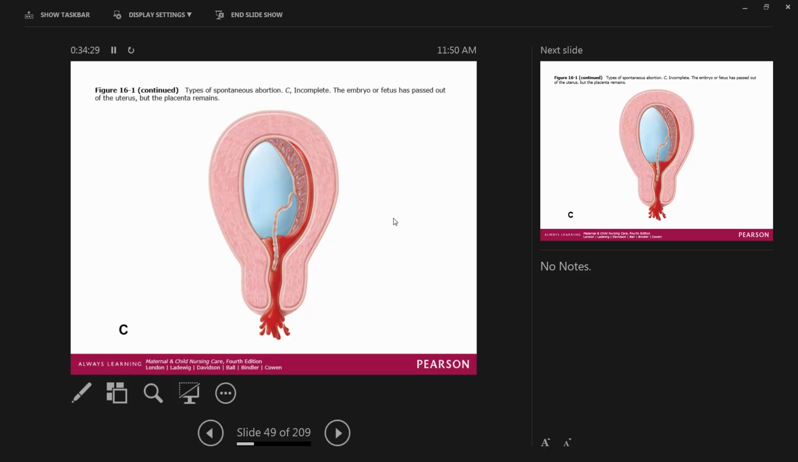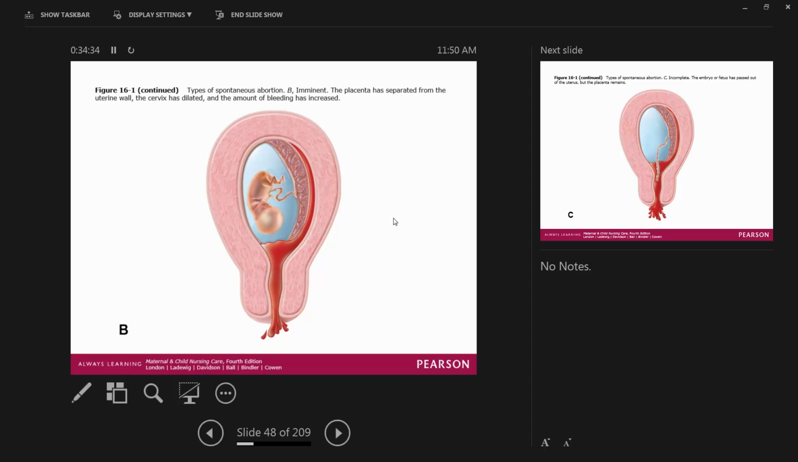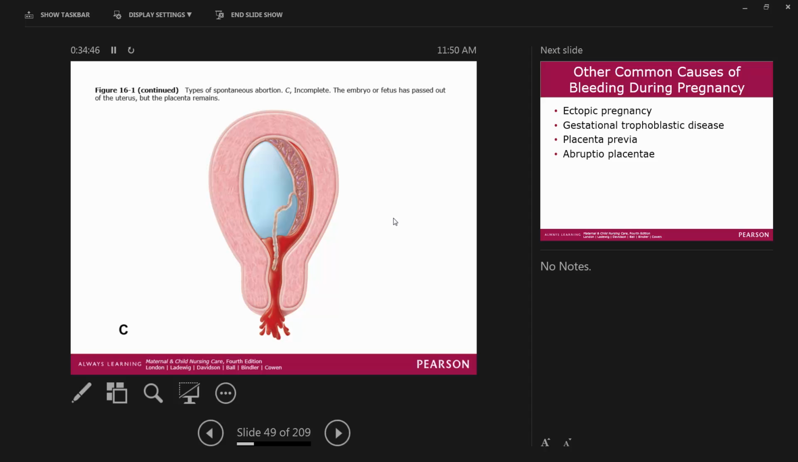So a complete one, I don't have a picture of a complete one, but the whole placenta would be sheared from the uterus, and she would be bleeding and then lose the baby. So here's the incomplete one. She passes parts of the pregnancy, and in this case, she passed the baby part, the fetus part, and is retaining the placenta part.